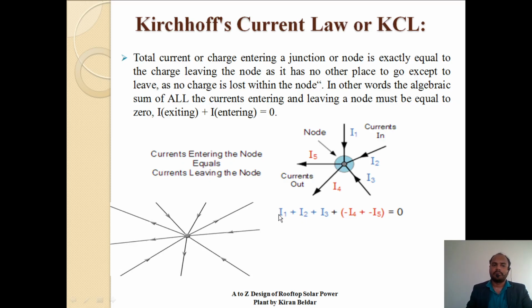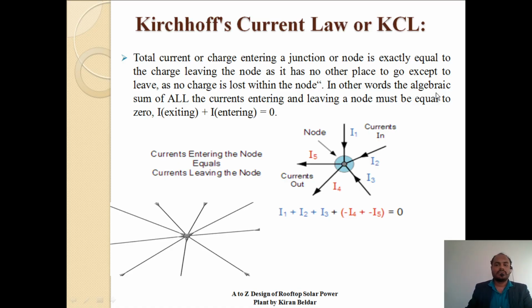As it has no other place to go except to leave, because at the node point there is no place for a current to go, it has to leave to stabilize the circuit. As no charge is lost within the node, whatever amount of current or charge is coming in, the same amount is leaving, so there will be no charge loss at the node.